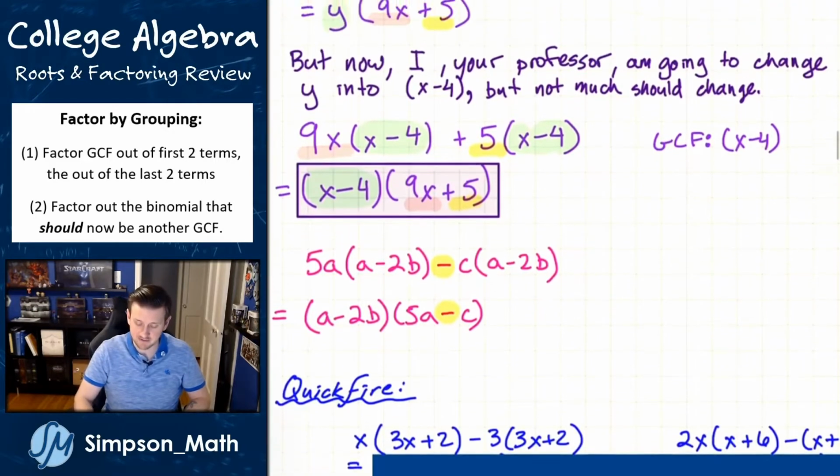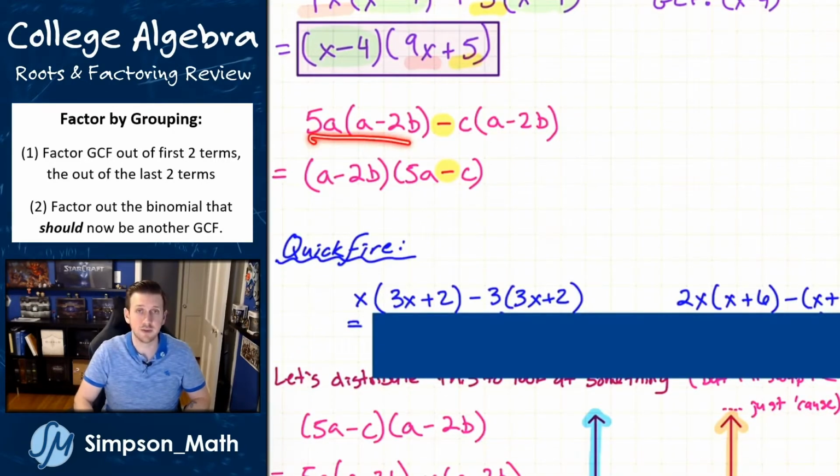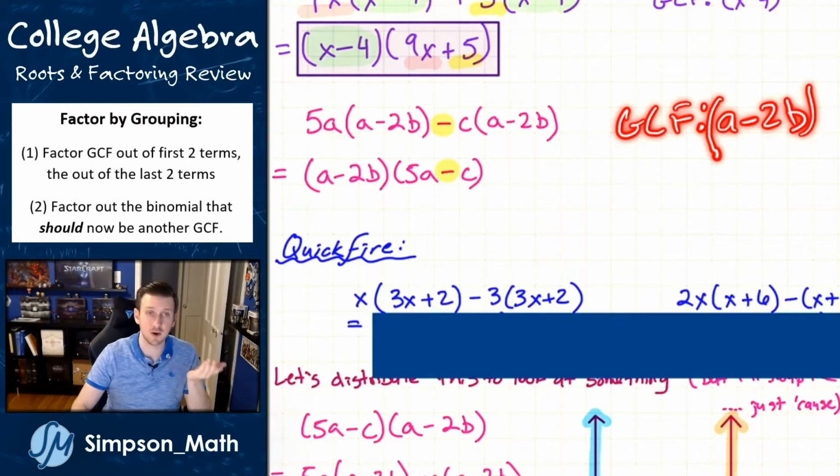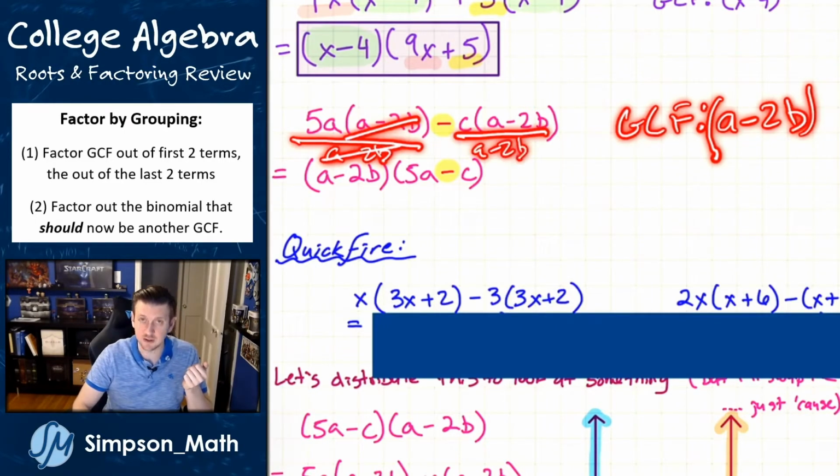All right, so let's take a look at this next one. So I have 5a times a minus 2b minus, oh, there's a minus this time, c times a minus 2b. Well, what's the GCF of this? The GCF of this is a minus 2b. You can even throw parentheses around it if it makes you feel better. They both have a times a minus 2b in common. So if I divide an a minus 2b out of this one, that reduces to 1. If I divide an a minus 2b out of this one, it reduces to 1, leaving just a minus c. It's just a bigger GCF.